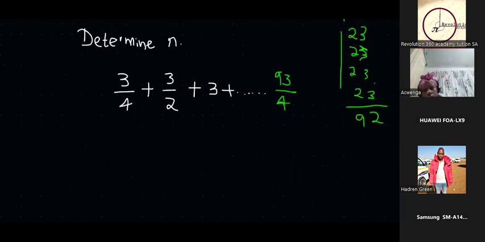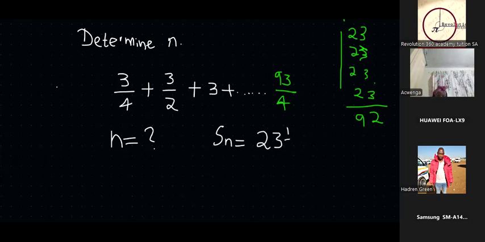And then, you must not forget, they're saying the sum of the first n terms of the series they give you, and then they say determine n. So it simply means they want n. N is the number of terms, how many terms there are. And then that 23 and 1/4 represents Sn. So you will now write Sn equals 23 and 1/4, which is also equal to 93/4.